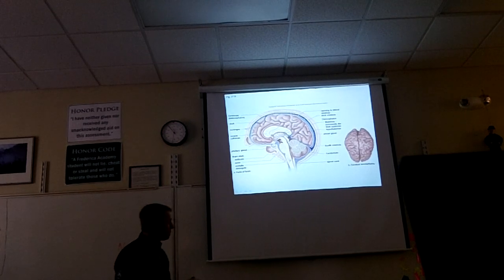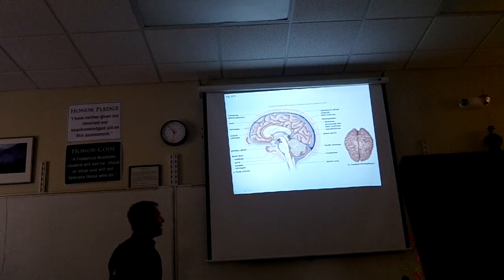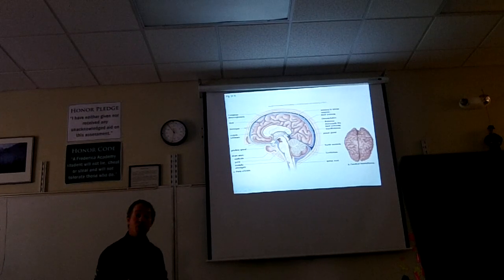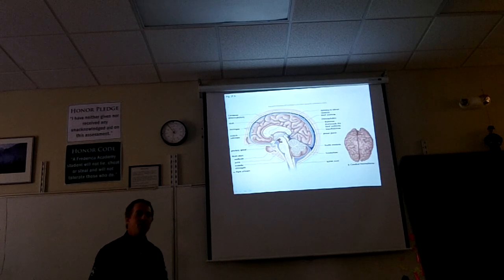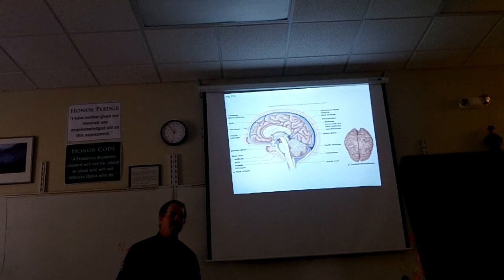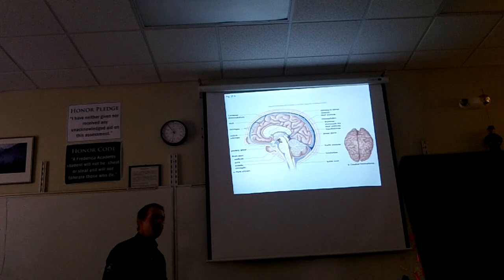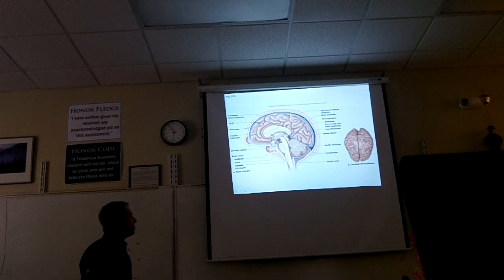When you say automatic functions, you mean like breathing? Breathing, heart rate, your emotions, fear, anger, love. It's all right here in the brainstem. Hunger, thirst, blood pressure, controlling your sweat glands, body temperature control. It's all right here in the brainstem.